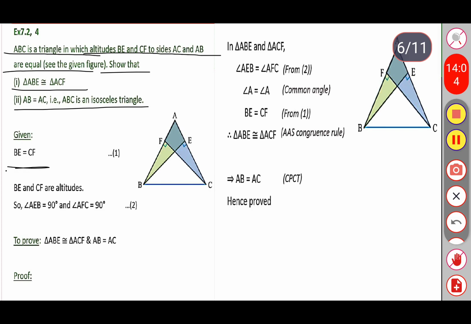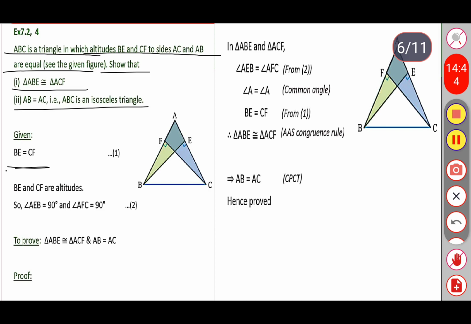Consider the given data here. What are the given data? In the last question they mentioned ABC is an isosceles triangle in which AB and AC are the two equal sides. With the help of that we proved the two altitudes are equal. But here in this question they mentioned BE and CF, the altitudes, are equal in the triangle. With the help of that we need to prove triangles ABE and ACF are congruent, along with proving that triangle ABC is an isosceles triangle.